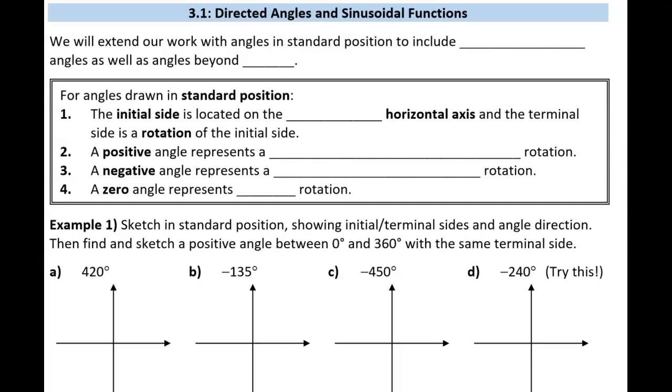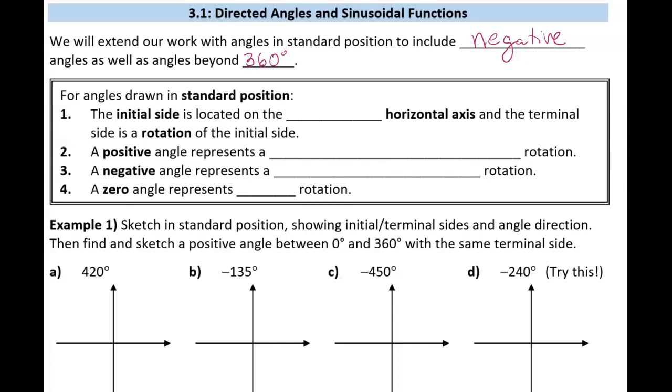Okay, in this lesson, in Unit 3, we're going to work on directed angles and sinusoidal functions. Directed angles refer back to our work with angles in standard position, and these are going to include negative angles now, as well as angles that go beyond 360 degrees. So let's review what we know about angles drawn in standard position.